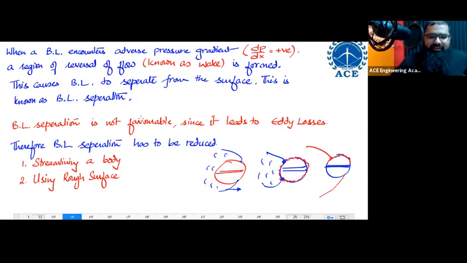Anyway, so this is regarding the concept of using rough surfaces.